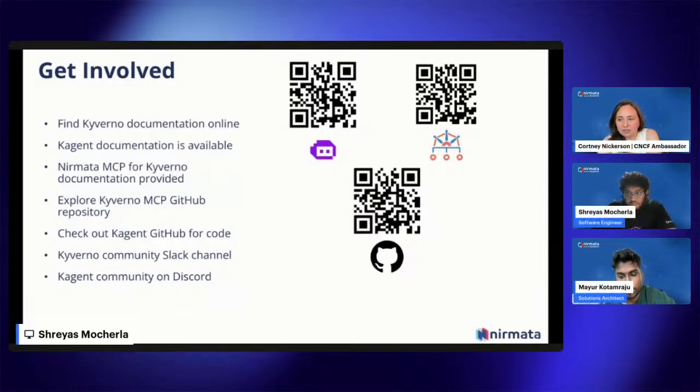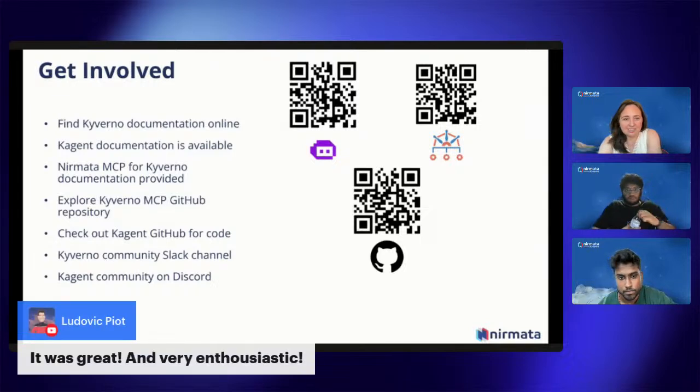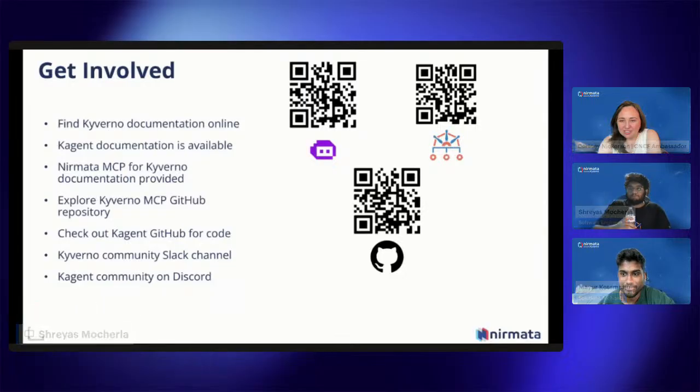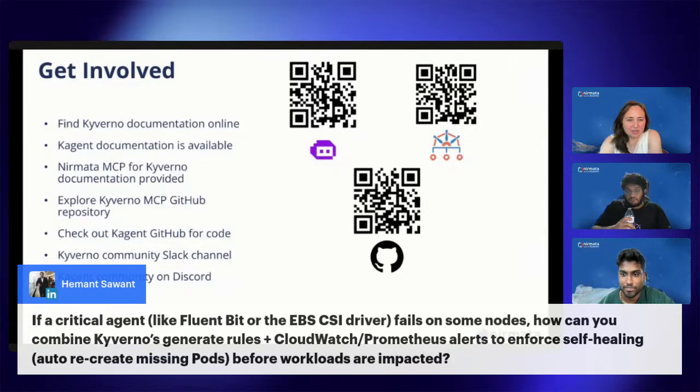Let's see if we've got any questions coming in the chat. Oh, thanks so much. You guys did a great job. Everybody's very excited about this stuff. Here's a great question that just rolled in, so we'll pop it up here on the screen. If a critical agent like Fluent Bit or EBS CSI driver fails on some nodes, how can you combine these generative tools and alerts with what we saw here today? Is there any way to do that?